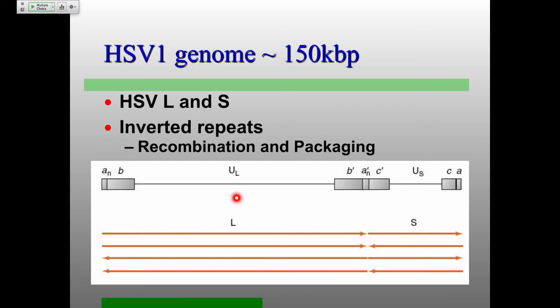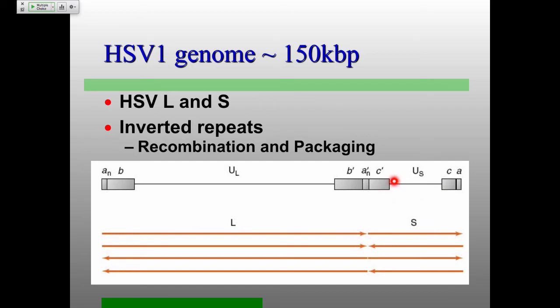So you can have this large segment in the same orientation as a small segment and flip them over relative to each other as far as all these genome segments are concerned. This does seem to be important for pathogenesis, but quite why is not entirely clear. There are also these other repeated sequences. These A sequences are between U and S, and also at the very termini of the genomes. But then in each of the large segments and the small segments, there are repeated sequences as well.